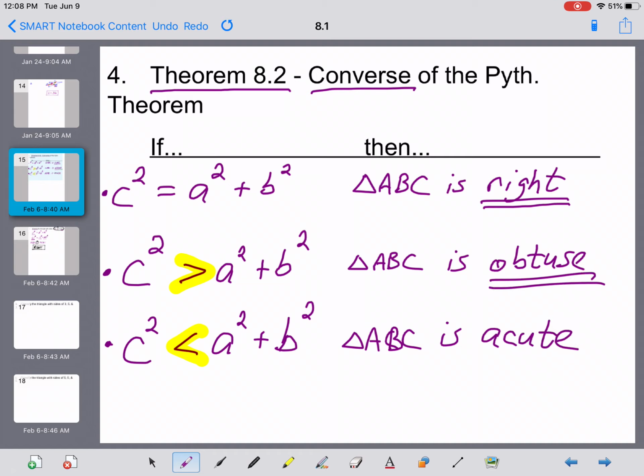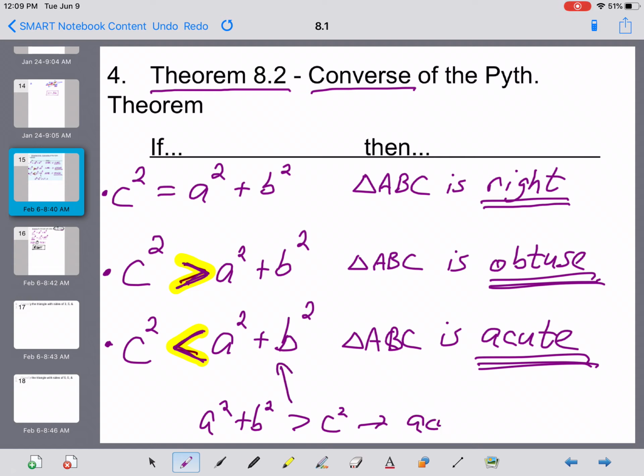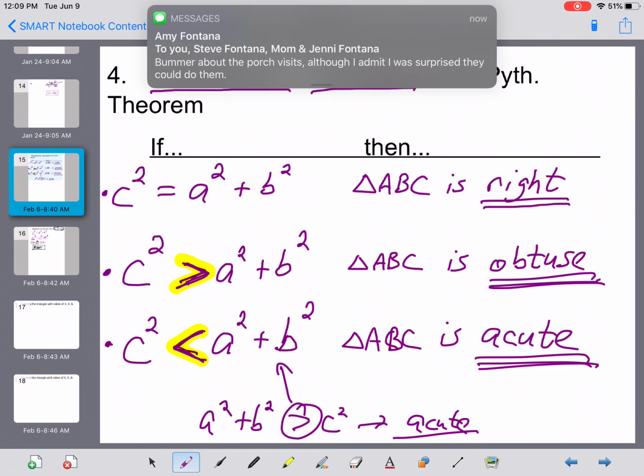And I don't know about you guys, I find it logical to think about the idea that greater than, which generally means big, gets you obtuse, and less than, which usually means something is smaller, is going to get you an acute triangle. That's the reason I had you write it with the c squared first. To write it the other way would be, to me anyway, counterintuitive. If a squared plus b squared was greater than c squared, that's actually the same information we have right here. That would be acute. And with the greater than, I don't think acute, I think obtuse.